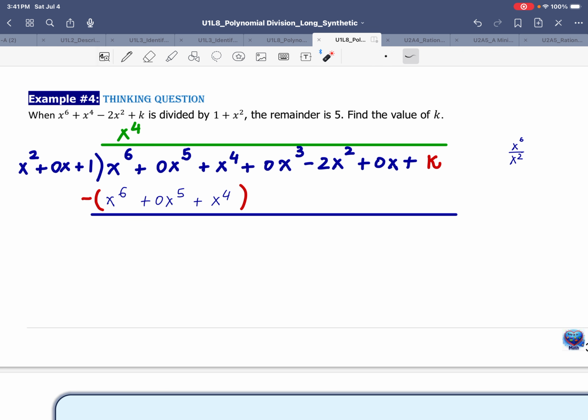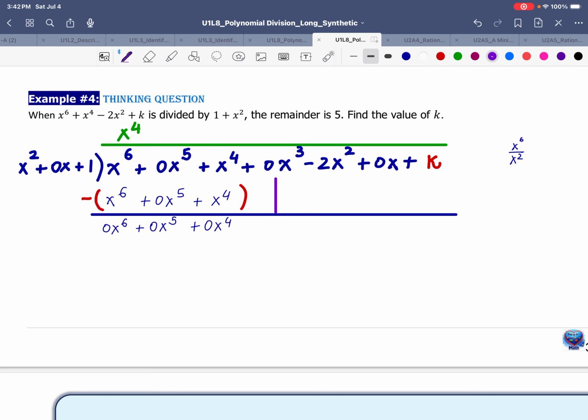Now we have x^6 minus x^6 is 0x to the power of 6. We don't really have to write it, I'm just going to list it here so we can see it for now. Now 0x^5 minus 0x^5, there is 0x^5 as well. I'm going to use the sign plus, doesn't really matter if it is plus or minus. And we have x to the power 4 minus x to the power 4 is 0x to the power of 4. We're going to bring down the next terms.